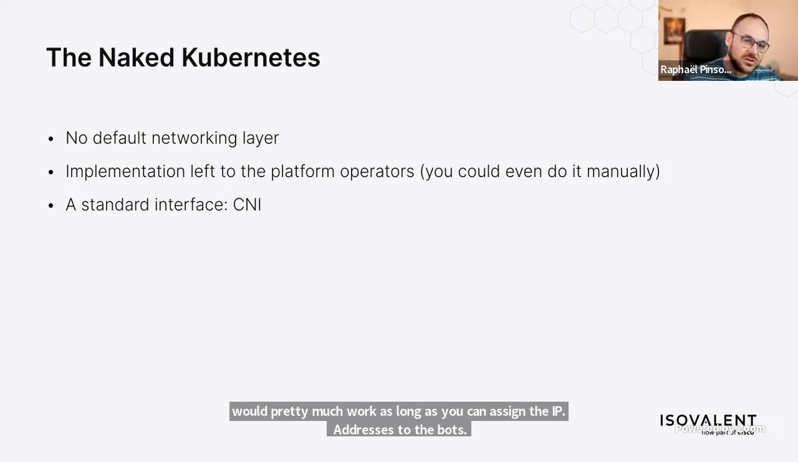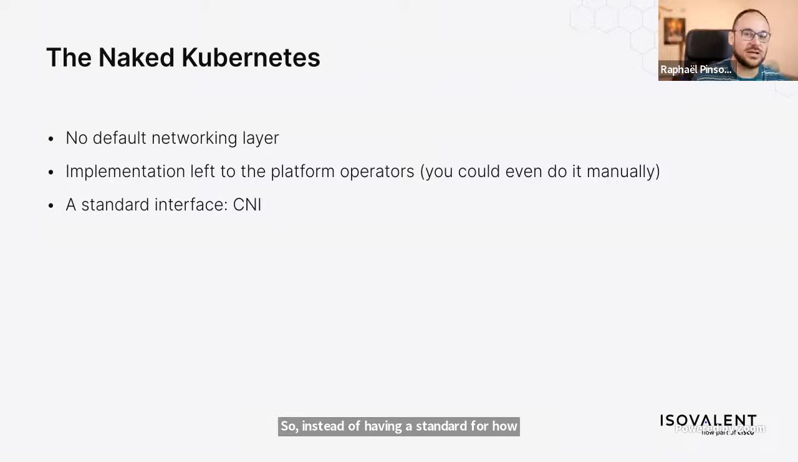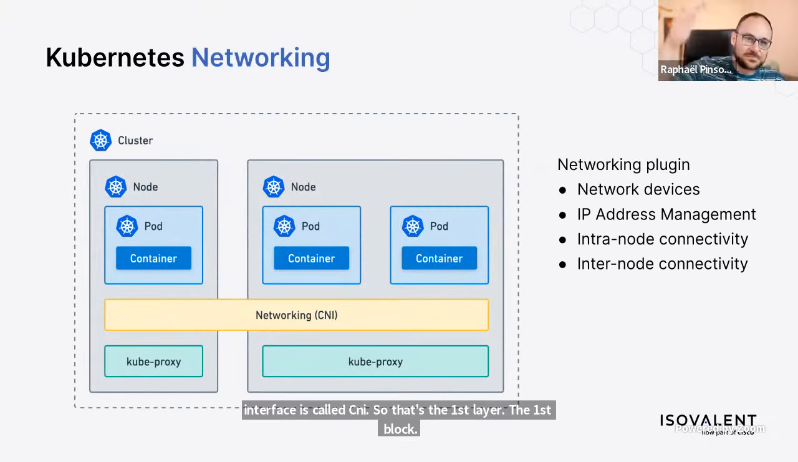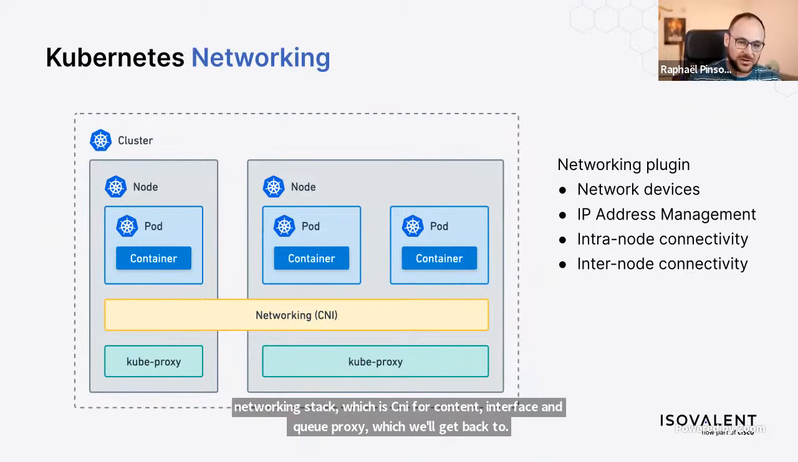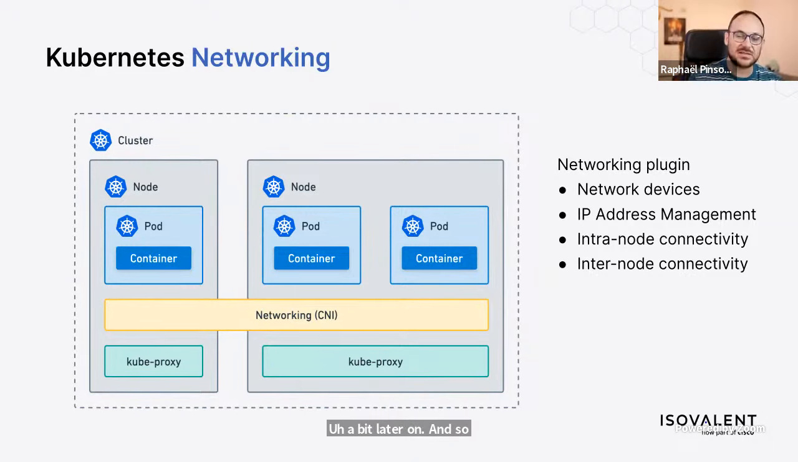So instead of having a standard for how networking works and is implemented in Kubernetes, there is a standard interface. And this standard interface is called CNI. So that's the first block in our layers. Kubernetes networking is essentially at the base two things: the networking stack, which is CNI, for Container Network Interface, and kube-proxy, which we'll get back to a bit later on. And CNI plugins are responsible for managing the network devices, the IP address management, which is often shortened as IPAM, and the intranode and internode connectivity.